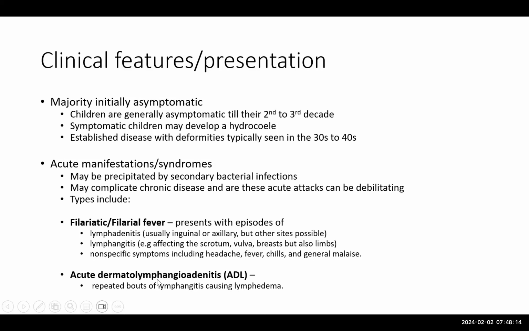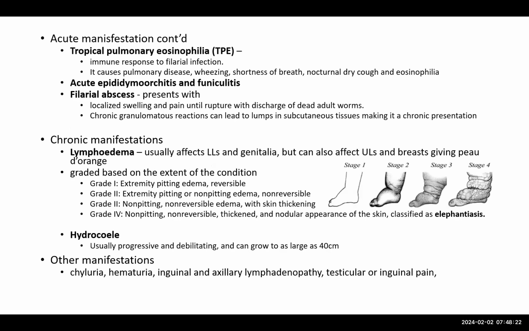So there's acute dermatolymphangioadenitis, which has repeated bouts of lymphangitis that contribute to the long-term lymphedema. We have tropical pulmonary eosinophilia, which would cause nocturnal cough and shortness of breath. Eosinophilia in the blood is an immune response to the filarial infection.